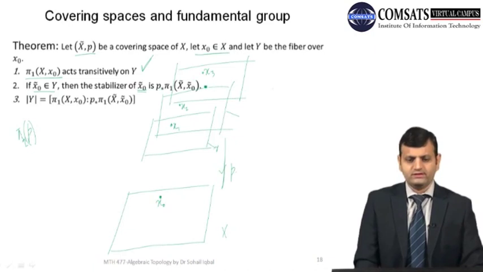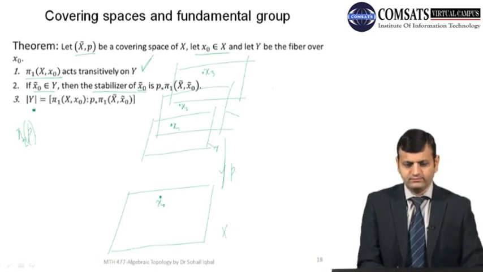Of course we know that if we take the fundamental group of the covering space and push it, then we will get a subgroup of the fundamental group of the base space. So this is going to be the stabilizer of x0. And last but not least, the number of elements in the fiber of x0, which is y, so the number of elements in y, is going to be the number of left cosets of this group inside this.